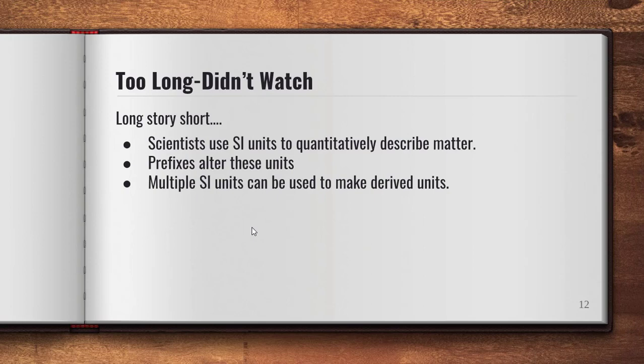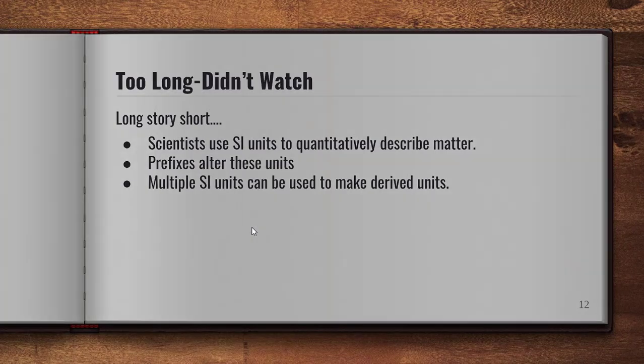So hopefully now you understand a variety of different measurements that are used in a chemistry class. And keep in mind that scientists use SI units to describe matter, not the imperial system like we're used to. The prefixes that we can put before these units alter them into quantities that are very, very large or very, very small. And also keep in mind that multiple SI units can be used to make derived units, just like what we did with our density problems.